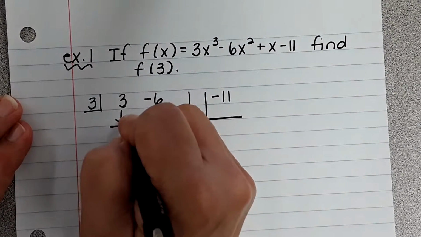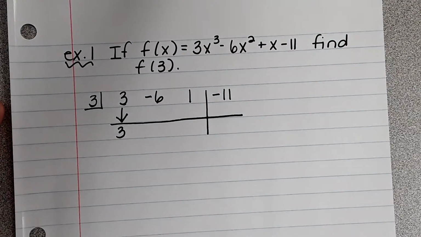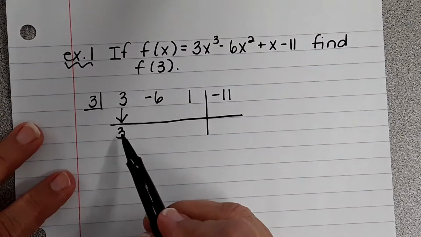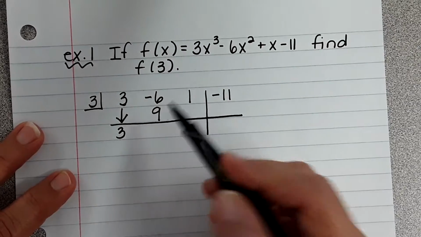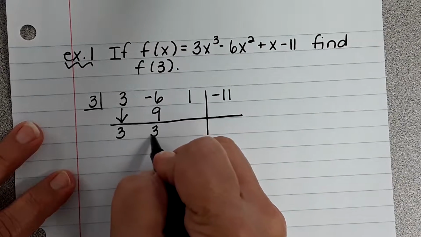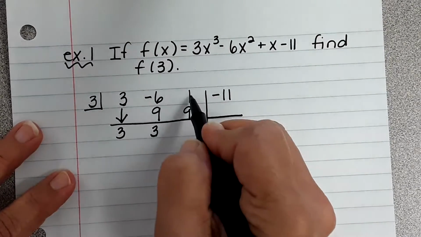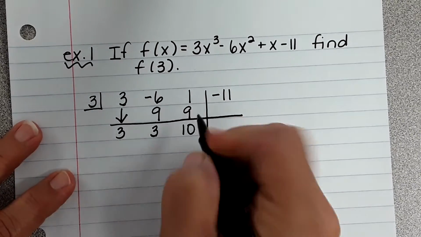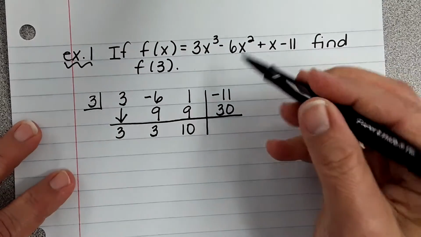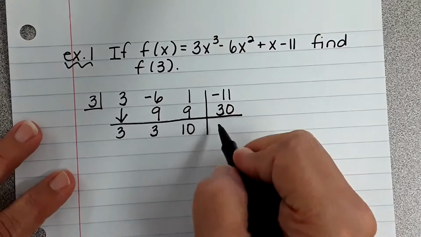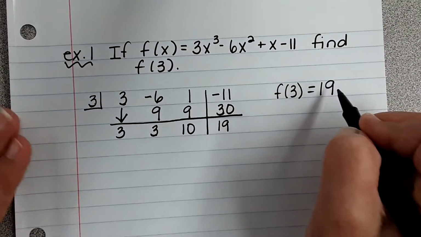And just like in normal synthetic division, the first number comes down. Three times 3 is? 9. Negative 6 plus 9. 3 times 3 is 9. 1 plus 9 is 10. 3 times 10 is 30. Negative 11 plus 30 is 19. So f of 3 equals 19.